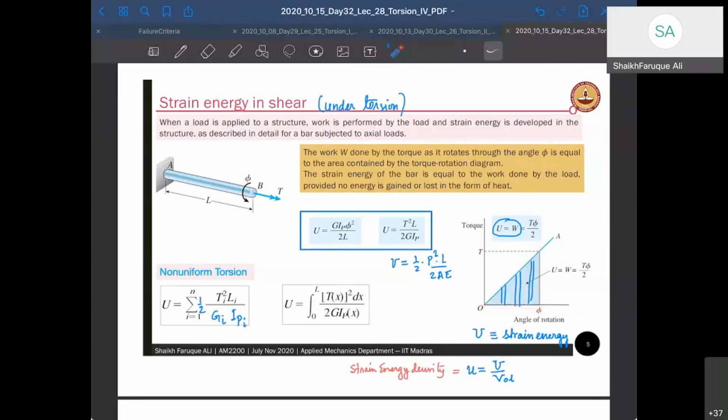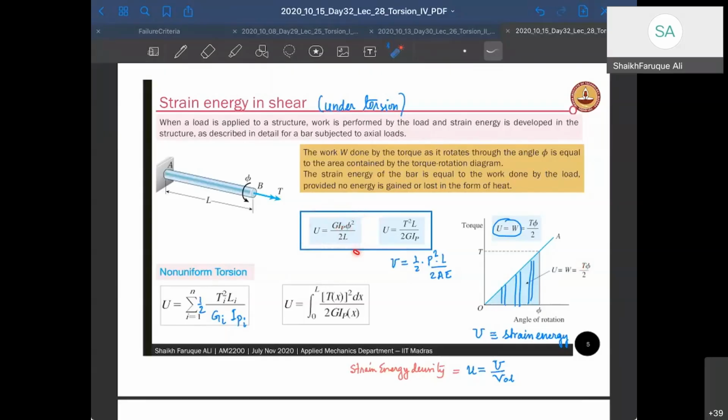So that becomes half into T into phi. That's your work done on the body, and the same thing goes as strain energy in the body. That's the energy that is kept within the body as shear strain energy. Now, if you replace T in terms of phi, you get G I P by 2L into phi square as your shear strain energy. So half comes here, and G I P by L into phi is your T, and then another phi comes.